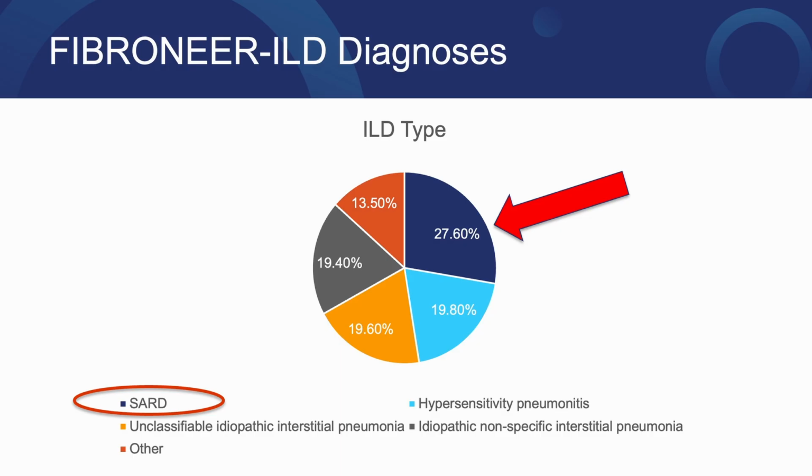As far as the patient population that was in it, about 27% of those patients were the autoimmune phenotype, so they took up a good portion of the patients in there. And then I don't know if you can read that from that far away, but the teal color is hypersensitivity pneumonitis, unclassifiable. Again, we have a lot of unclassifiable interstitial lung diseases. We're not quite sure what it is. And then idiopathic non-specific interstitial pneumonias, and then other were in there as well.